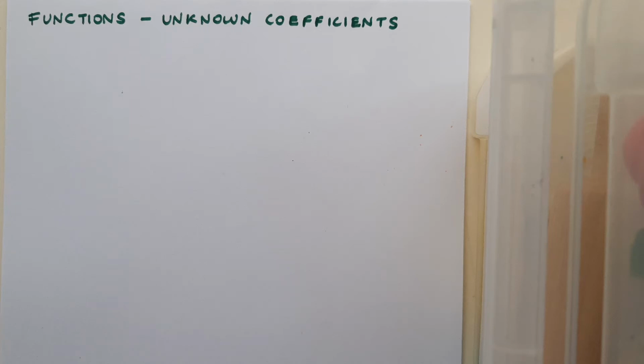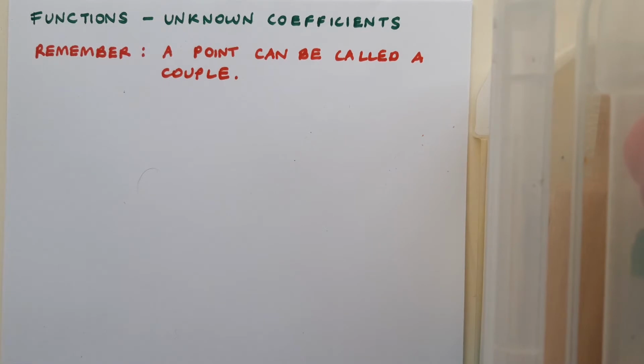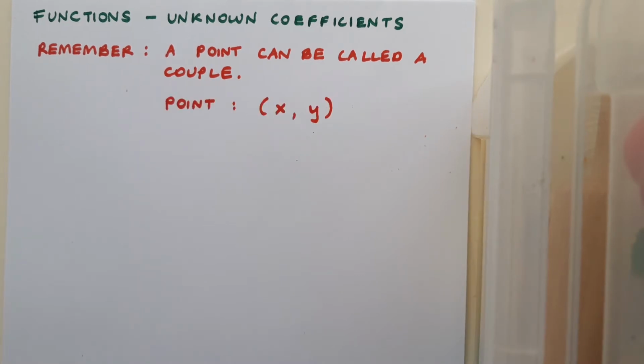This video is about functions with a view to solving unknown coefficients. There's a couple of things to remember before we start looking at examples in this video. First of all, remember that a point can be called a couple. A point is made up of an x value and a y value.